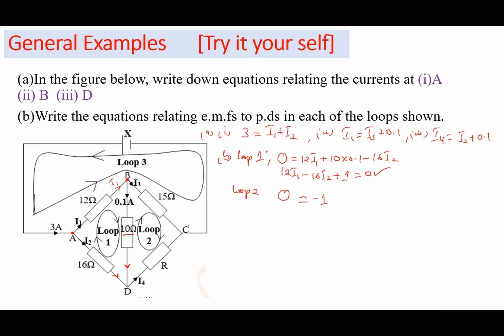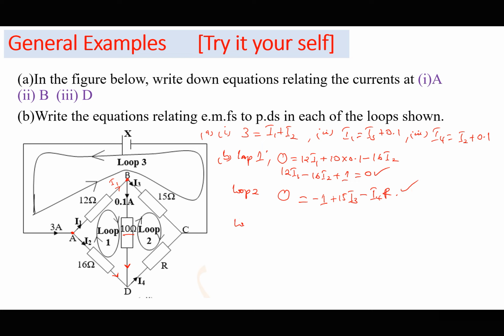B to C, the current I3 is in the same direction as the loop. So the PD is going to be positive 15 times I3. C to D, the current I4 is in the opposite direction to the loop. So this is going to be equal to negative I4 times R. So this is the equation for loop 2.